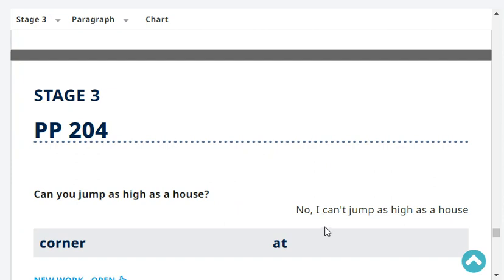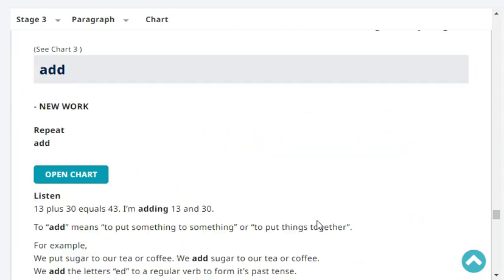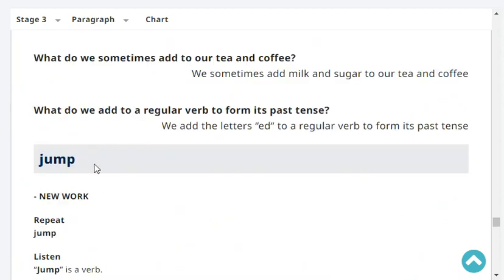Can you jump as high as a house? No, I can't jump as high as a house. Very good. Okay, so now let's move on to our reading.